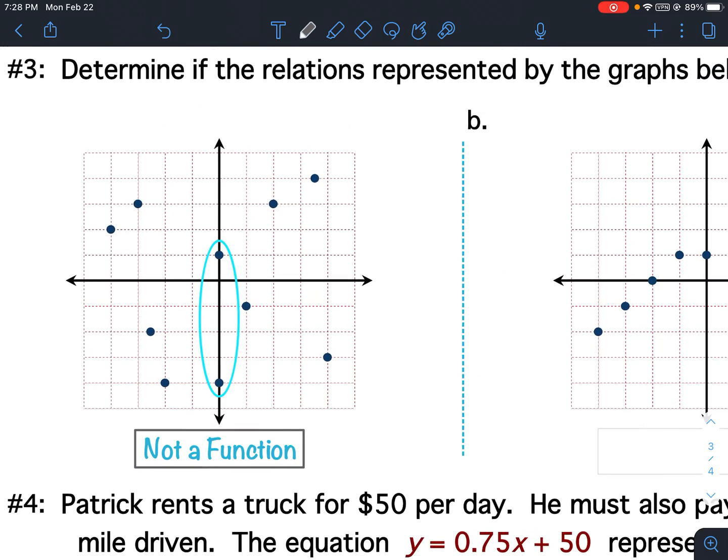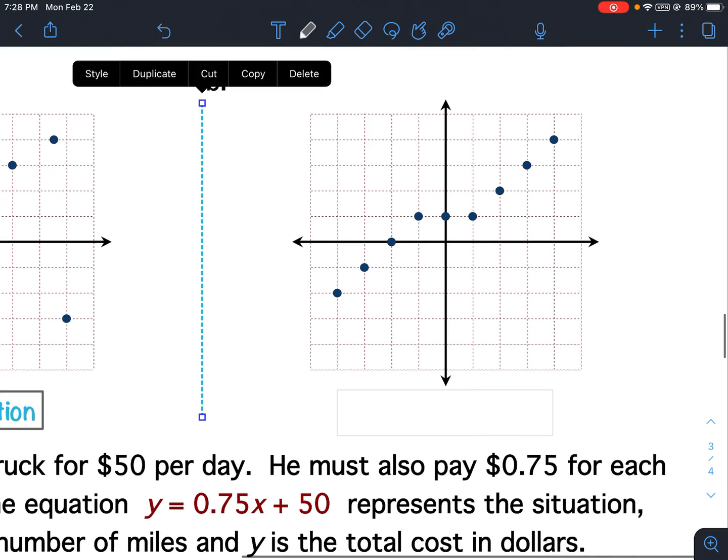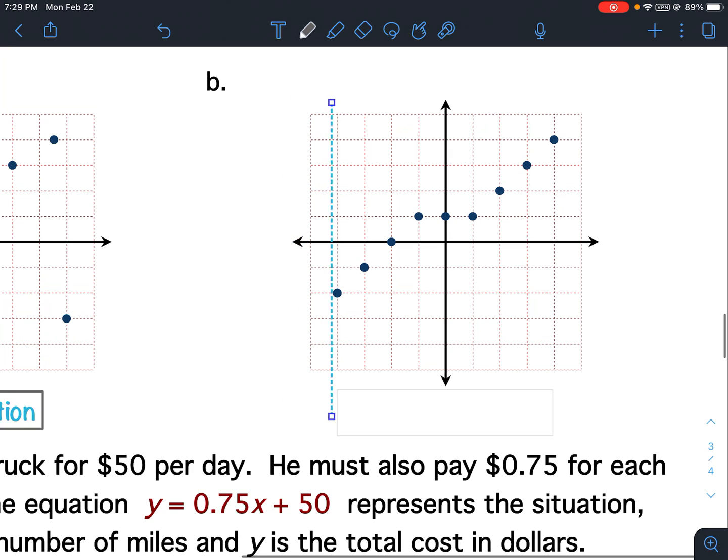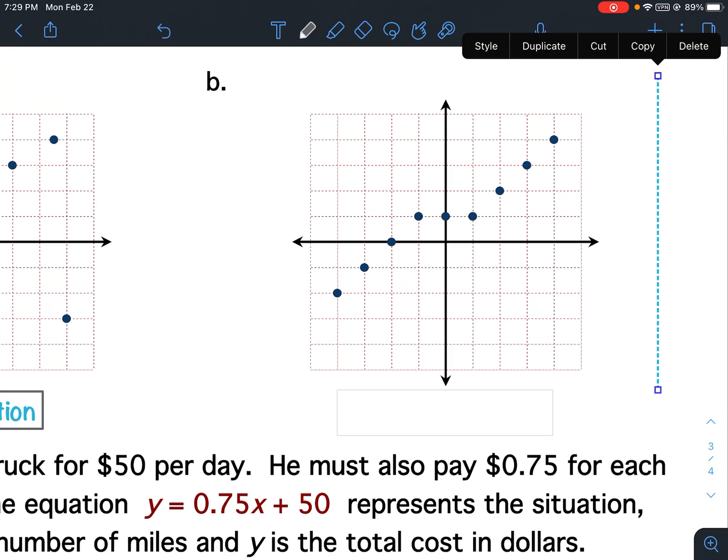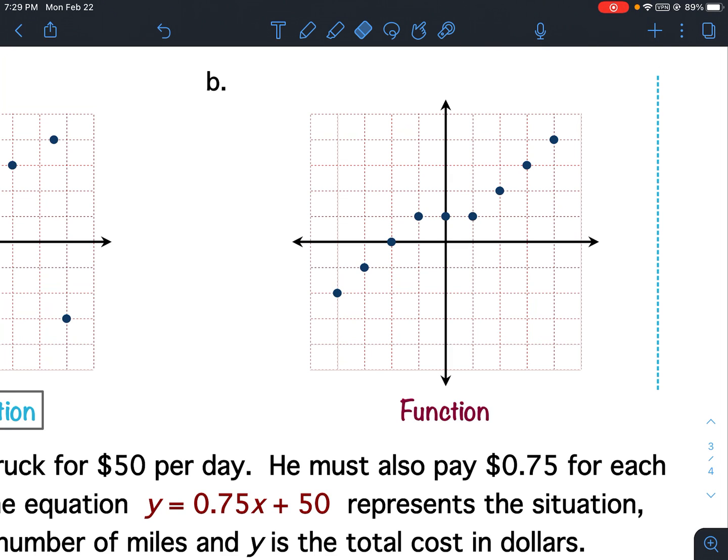Let's look at example 3b. At any point, does this go through more than one point on the graph? No, it does not. Because it doesn't go through more than one point, this would pass the vertical line test, which means this is a function.